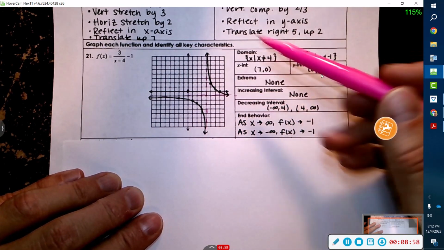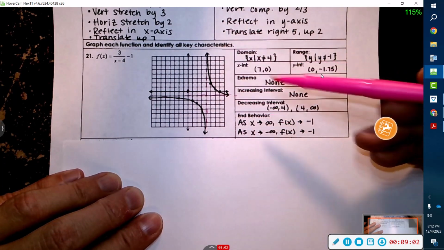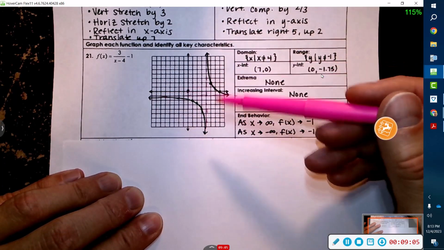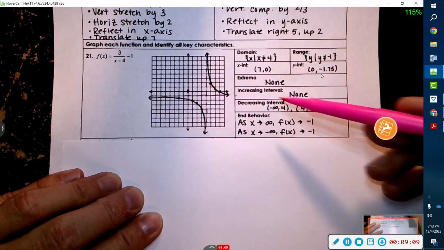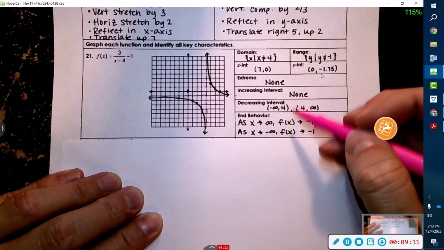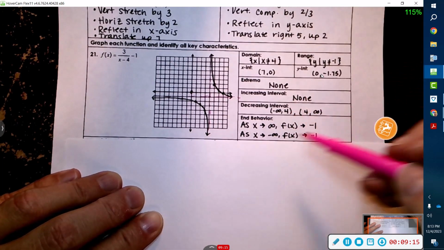The extrema here is there are none because it shoots off to infinity in both directions. Increasing interval, actually this particular rational function is decreasing everywhere except where the asymptote is. So you could have actually just said something like this, okay? And then this guy's going off to -1.